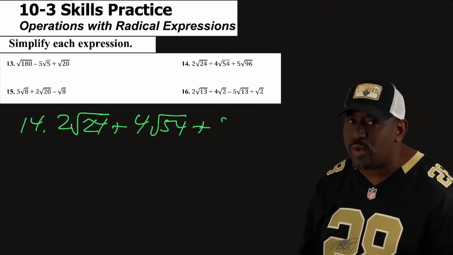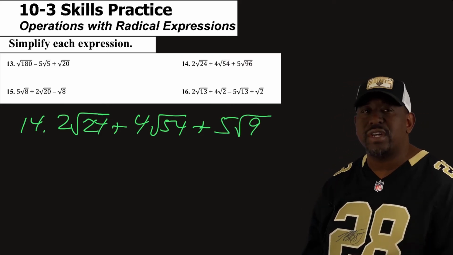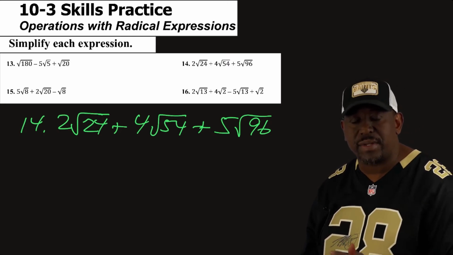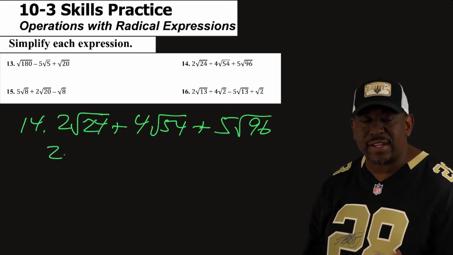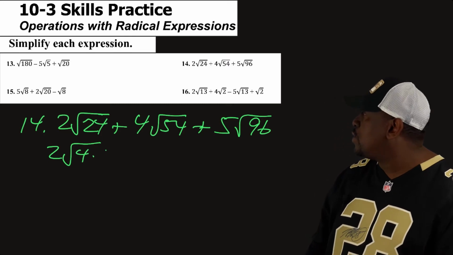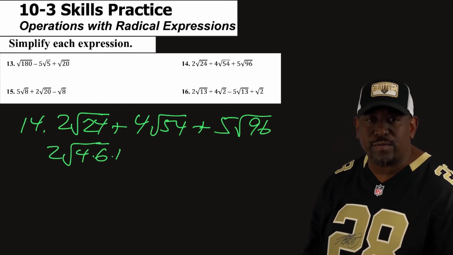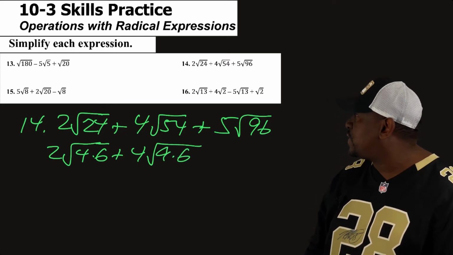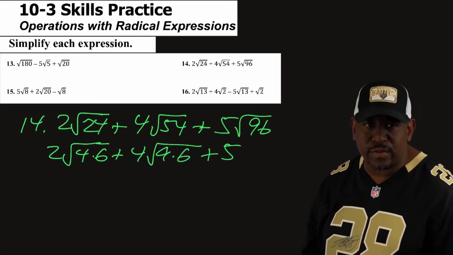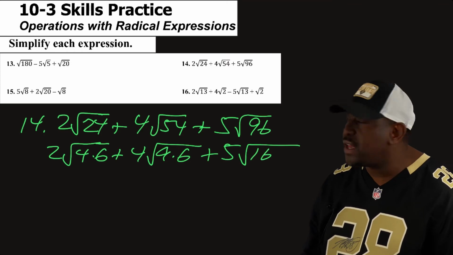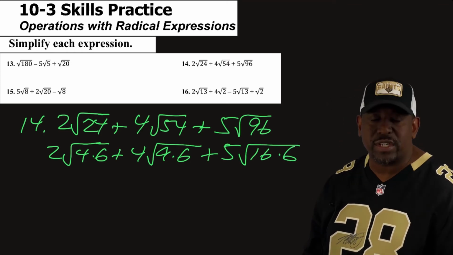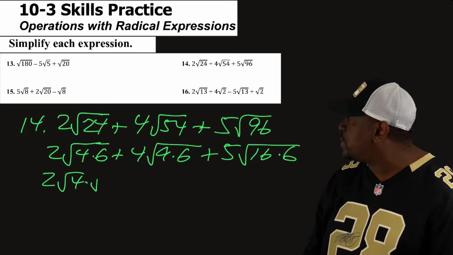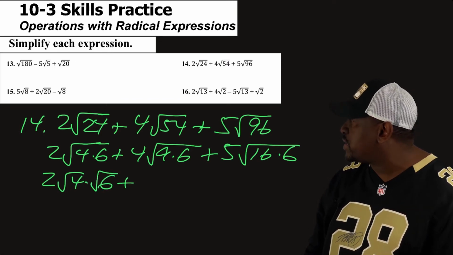So again, at this point, we know we're trying to break down the radicals into a perfect square times a common radical factor that we can factor out. With 24, we know 4 is a perfect square, so we write 4 times 6. 54, we know 9 is a perfect square, we write 9 times 6. And for 96, we know it's 16 times 6. So again, we simplify each of these radicals.